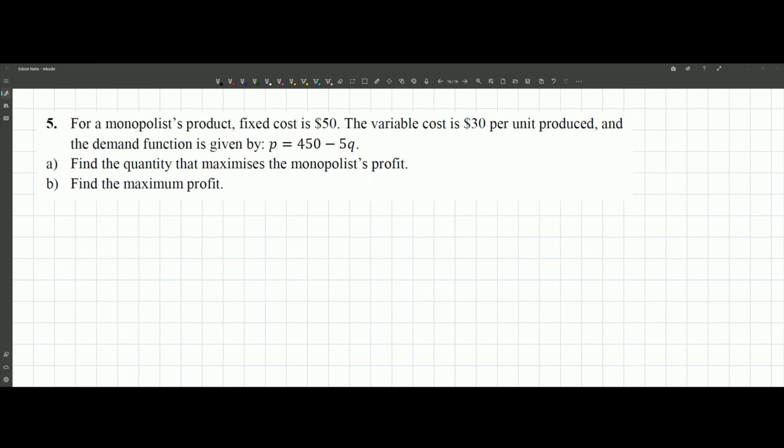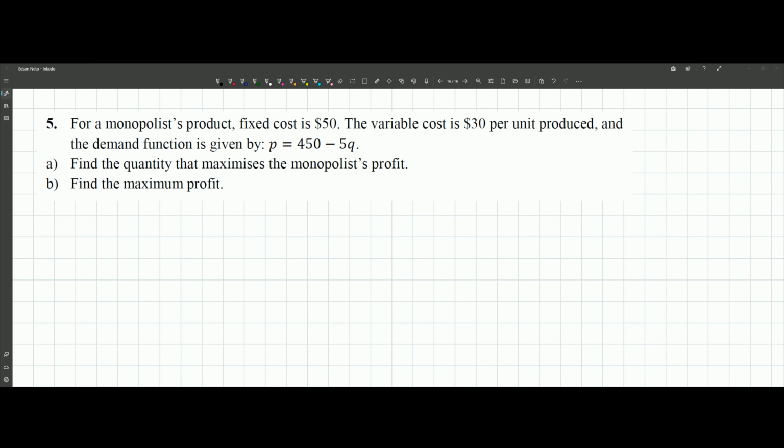Let's see what this problem is talking about. Let's read it. For a monopolist product, fixed cost is $15. The variable cost is $30 per unit produced, and the demand function is given by P equals 450 minus 5Q. A. Find the quantity that maximizes the monopolist's profit, and B.